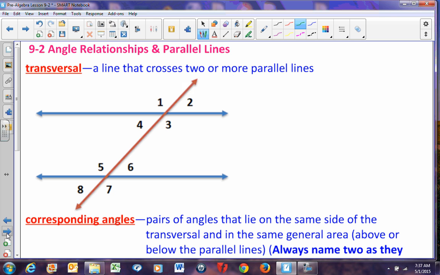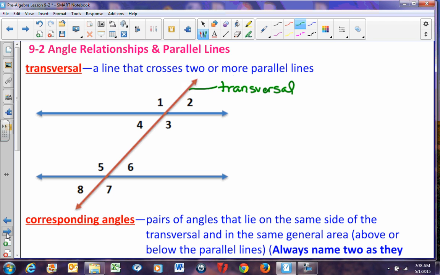Next we have a transversal. A transversal is a line that crosses two or more parallel lines. Okay, so the red line here is your transversal. The transversal is a line that crosses two or more parallel lines. It doesn't necessarily have to be parallel, but most often you'll deal with it when they are parallel.